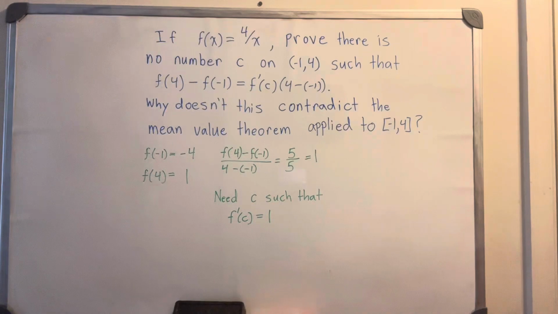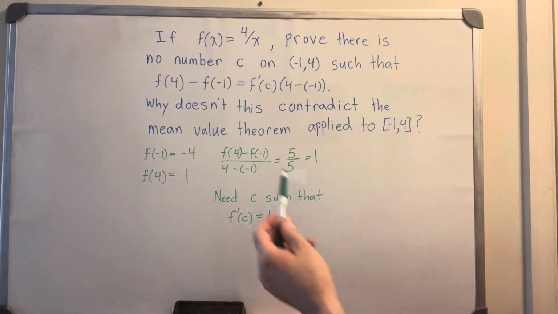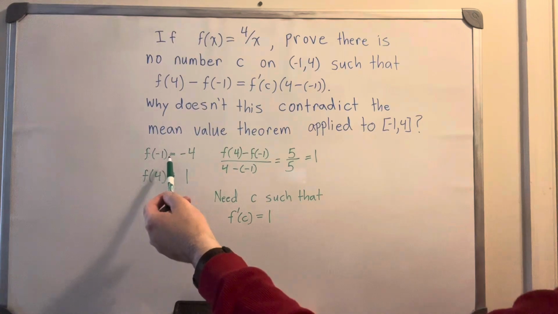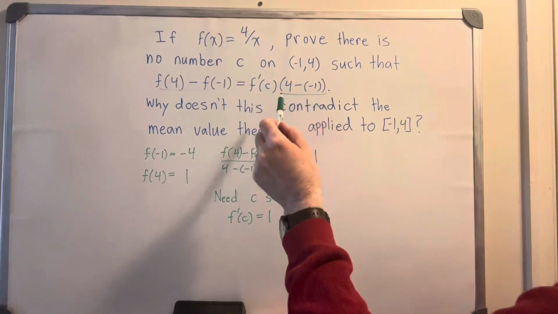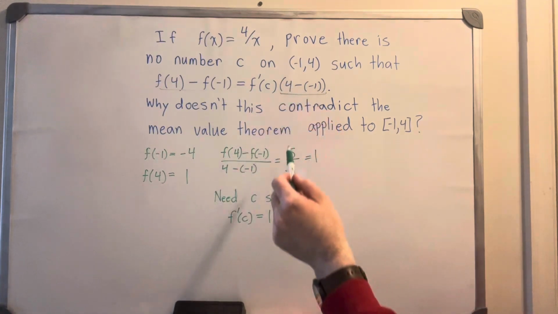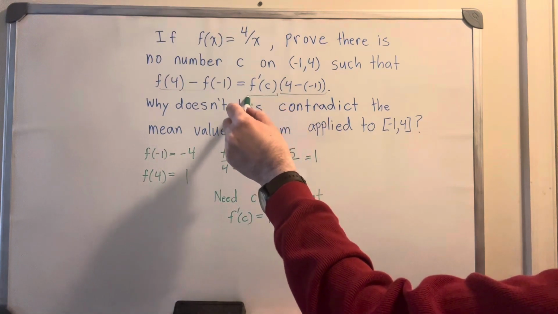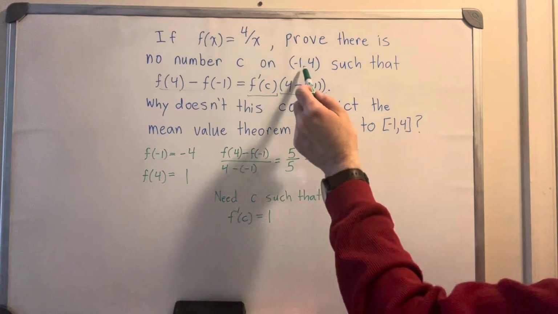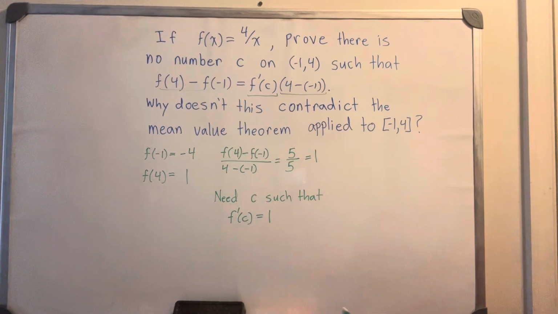So working on the first part of the problem, proving that there's no c on this open interval, we plug in f of 4, f of -1 and subtract them. We also figure out 4 minus -1. Both of these turn out to be 5, which means we need to prove that there is no number c on this open interval such that f prime of c equals -1.